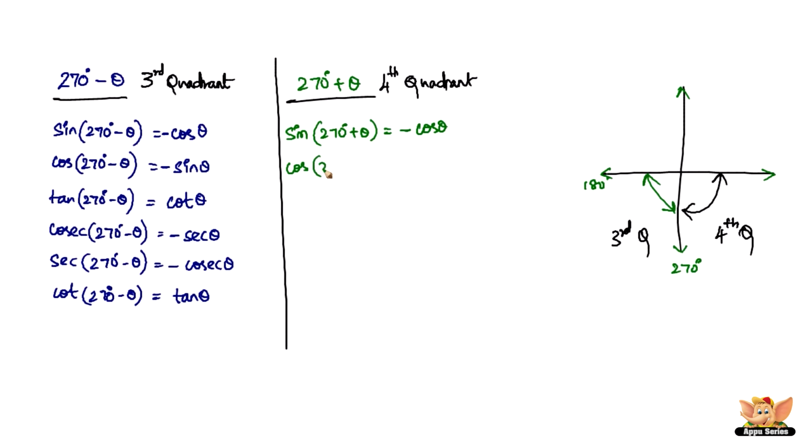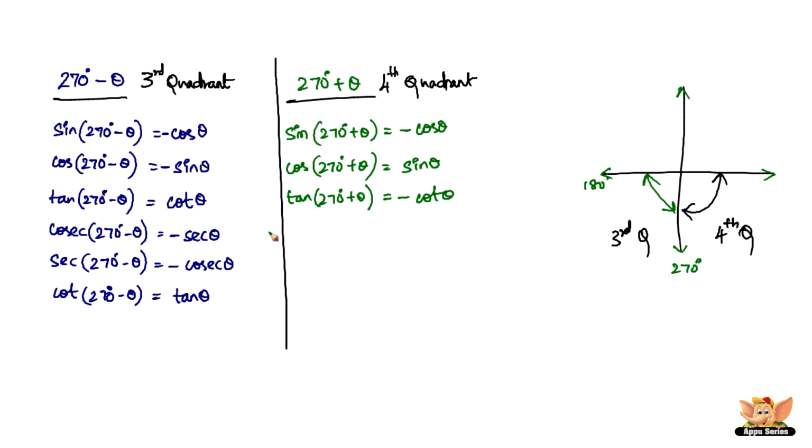And cos of 270 degrees plus theta. Since cos is positive in the fourth quadrant, it's going to be positive. Cos is going to change to sine theta. And we have tan of 270 degrees plus theta. Since tan is positive only in the third quadrant, it's going to be negative cot theta.